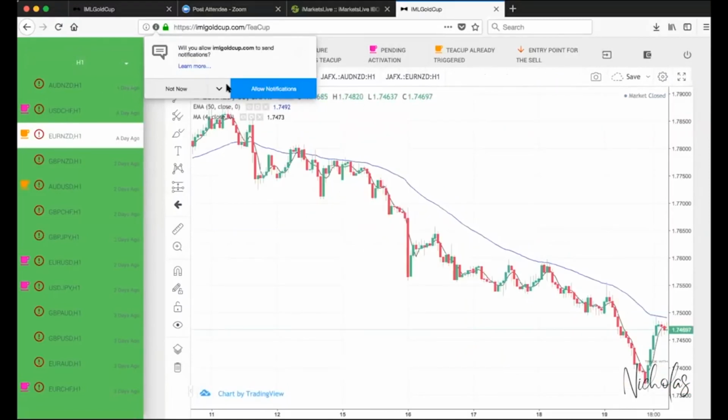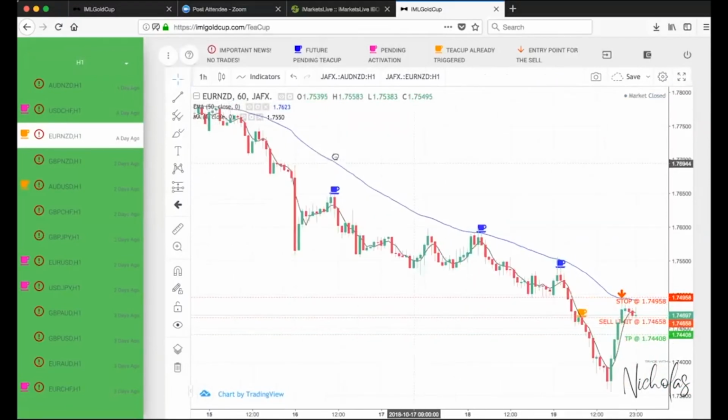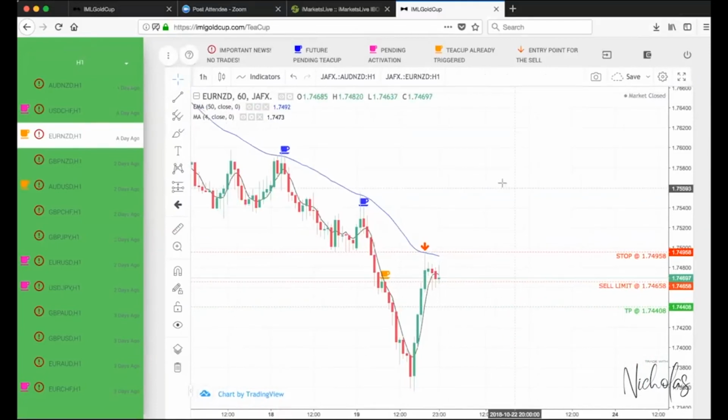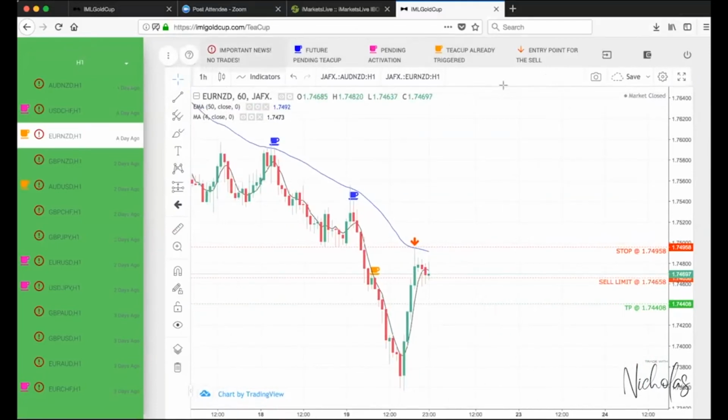EURNZD. Now, you guys will also notice that at the top, we have these different notifications that tell you what is actually going on. This arrow indicates the entry point for a sell if a teacup has already been triggered. So a pending teacup will always be pink. If you're looking at a pending teacup and it triggers while you're looking at it, you have to give it some time to turn orange. If it has already triggered, you'll see that the teacup will then turn orange. A future teacup, which would be a little further north, would be blue.